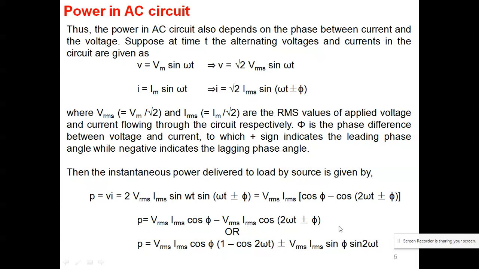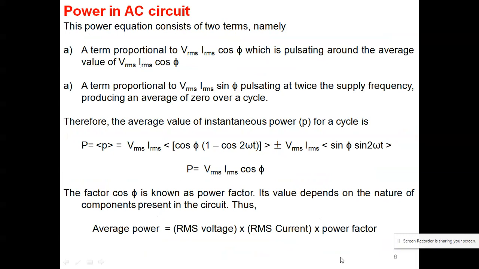So when we take the average value, this term becomes equal to 0. You see, I am taking the average value of this instantaneous power over a cycle, and this value becomes equal to 0. So this term is the cos phi. This cos phi is known as the power factor, and its value depends on the nature of the components present in the circuit.